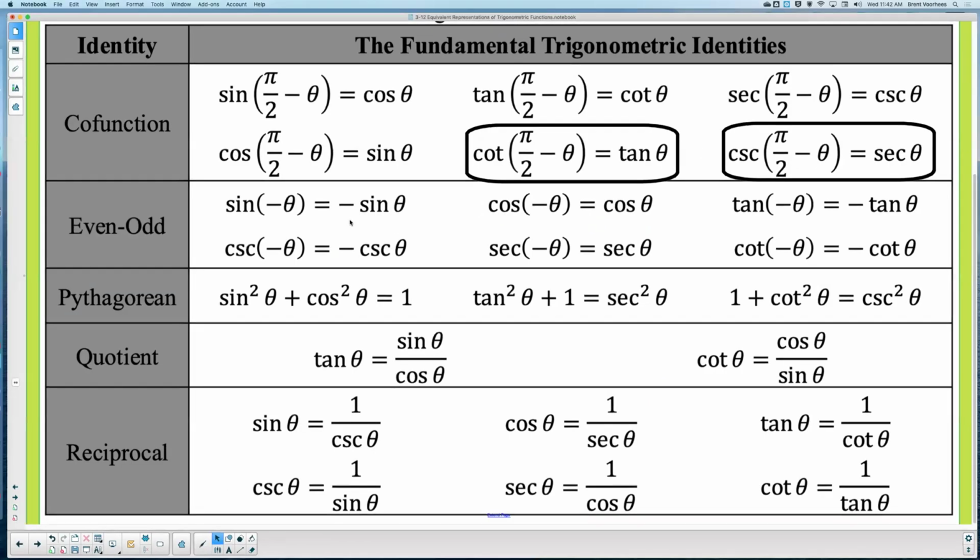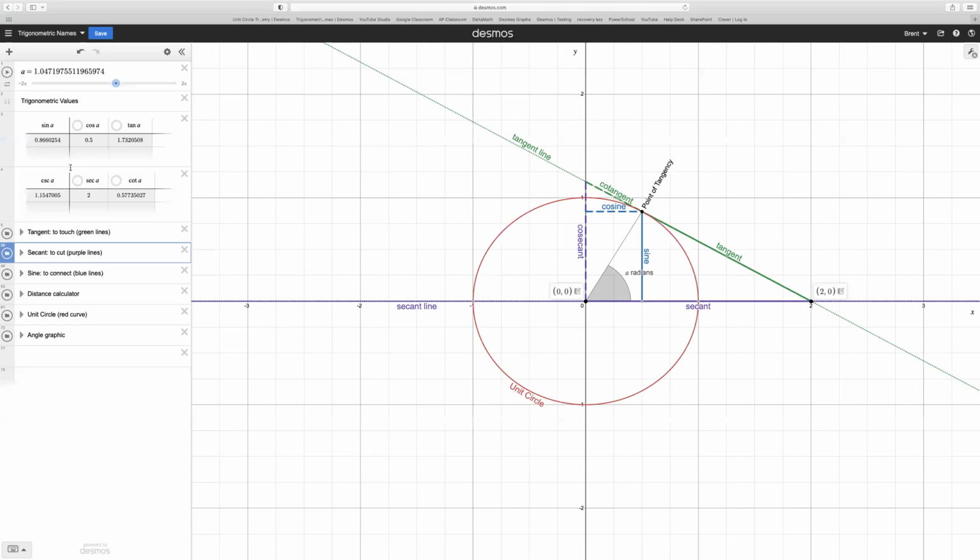Now, let's talk about sine. Tangent means to cut. No, I said that wrong. Tangent doesn't mean to cut. Tangent means to touch. Secant means to cut. Sine means to connect. Sine connects the tangent line and the secant line, and it does so at the point of tangency. So wherever that point is, sine connects those two values.